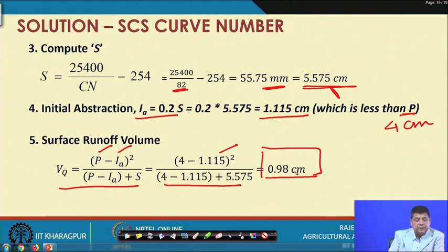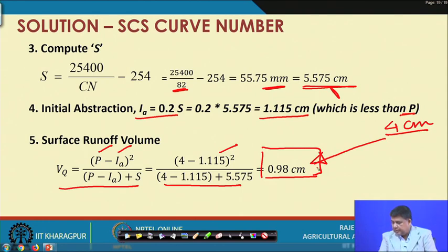So, that simply means for the given conditions and given area, out of the 4 centimeters of precipitation, we can get the direct surface runoff volume of 0.98 centimeters. That is what we get in this problem.